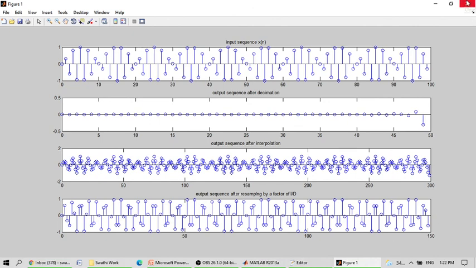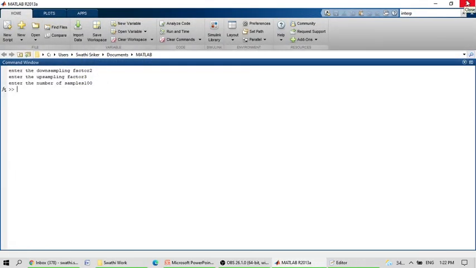Like that you can implement a multi-rate sampling rate system using MATLAB.